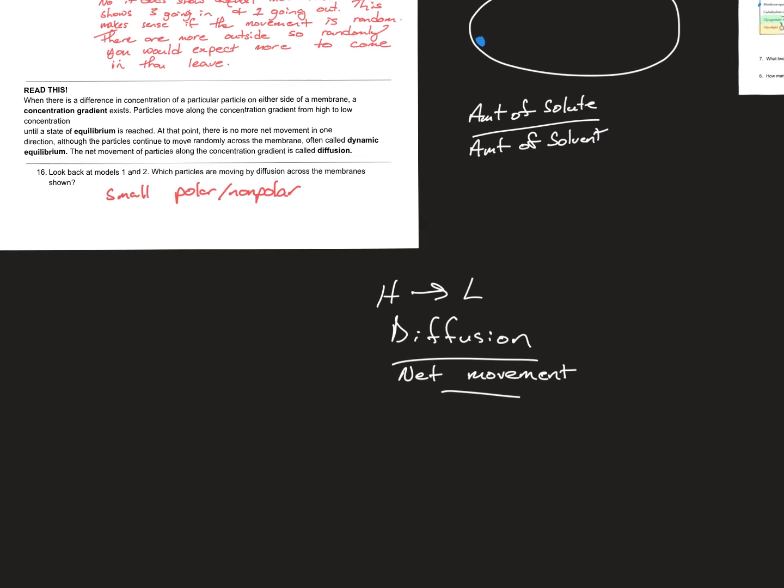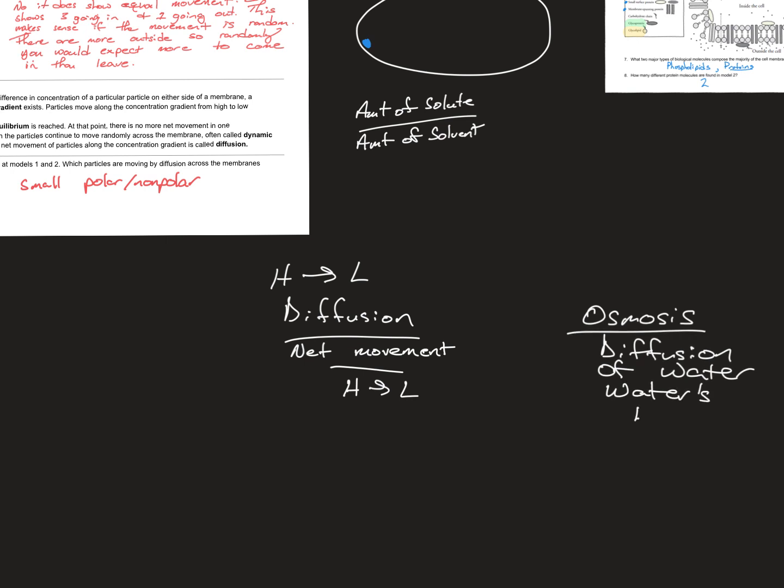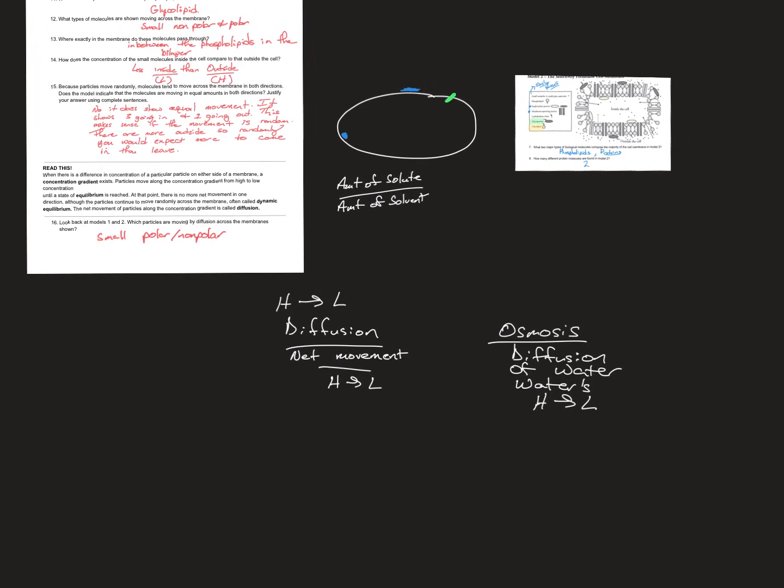Excellent. There is no difference, except that osmosis... The reason I say there's no difference is that's what diffusion is, net movement from high to low, right? But osmosis, no. Osmosis is diffusion of water. So water's high to low, going from where water's the highest to where water's the lowest. All right. Is that good? Good question, by the way.